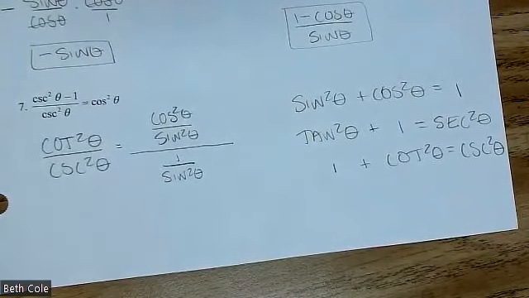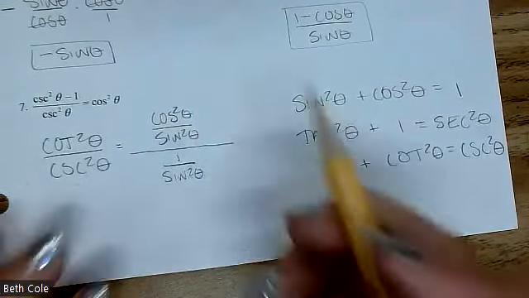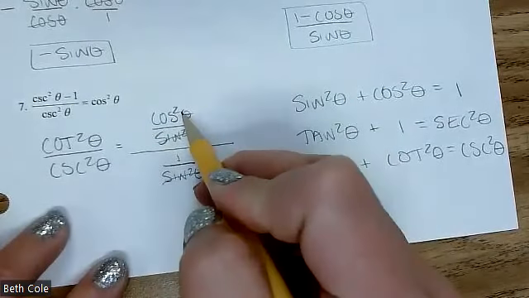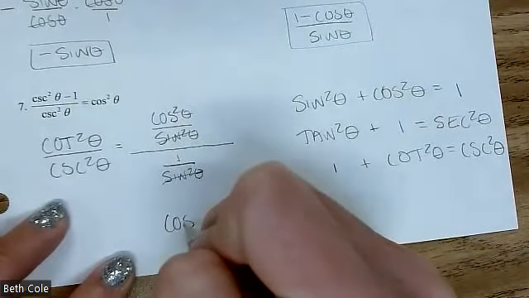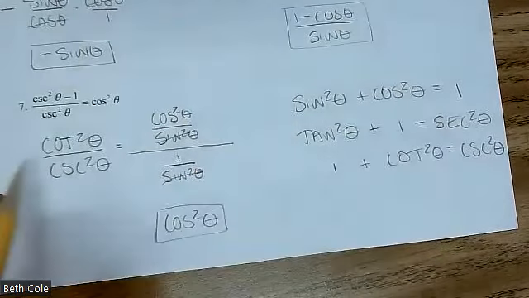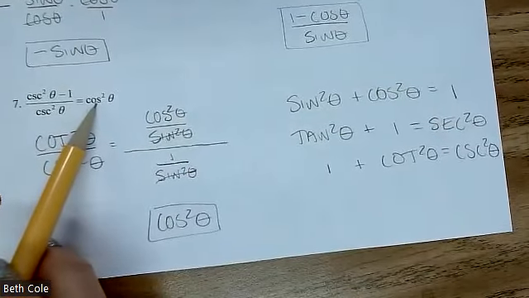So what's going to cancel in that huge mess? The sine squareds cancel. You get cosine squared over 1, which is just cosine squared, which, oh my gosh, is the answer.